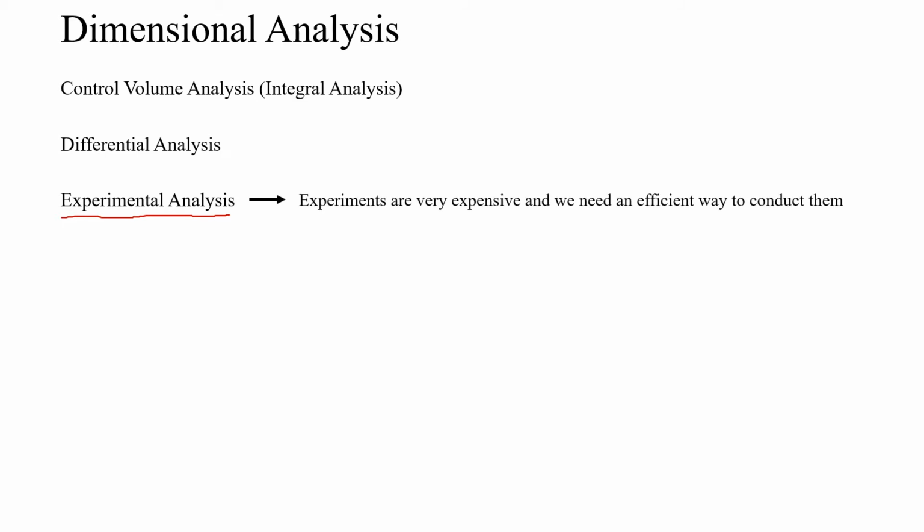So experimental analysis is key to any science, and we need to conduct experiments in a very efficient manner, because experiments cost a lot of money and time. So experiments are very expensive, and we need an efficient way to conduct them. What does that mean? Let's see an example.